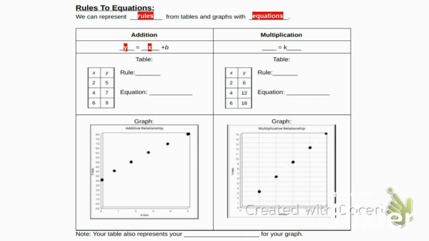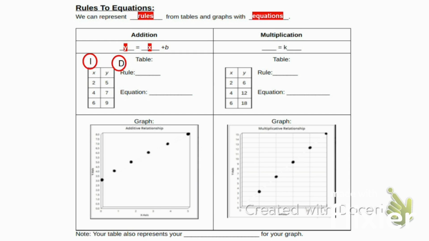So first thing we need to talk about is which one is the independent and dependent variable. So on our x one, our first column is always our independent variable, and our second one is always going to be our dependent variable. So let's go ahead and come up with a rule for this table.